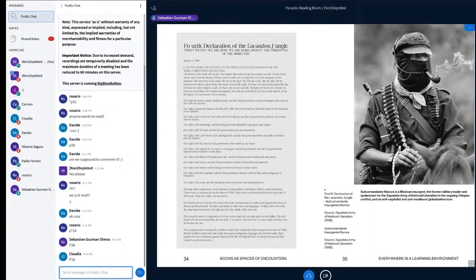Our fight is for history, and the bad government proposes to erase history. Our fight is for the homeland, and the bad government dreams with the flag and the language of foreigners. Our fight is for peace, and the bad government announces war and destruction. Housing, land, employment, food, education, independence, democracy, liberty, justice, and peace. These were our banners during the dawn of 1994. These were our demands during the long nights of 500 years. These are today our necessities.